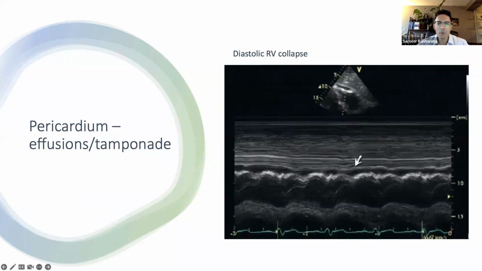And then this is a helpful way to look for right ventricular collapse in diastole. If you actually take an M mode through the subxiphoid view, which is the easiest view to appreciate this, you can see that if you time it out and look at the wall of the right ventricle during diastole, it bows in right here, which is not expected outside of the context of tamponade.